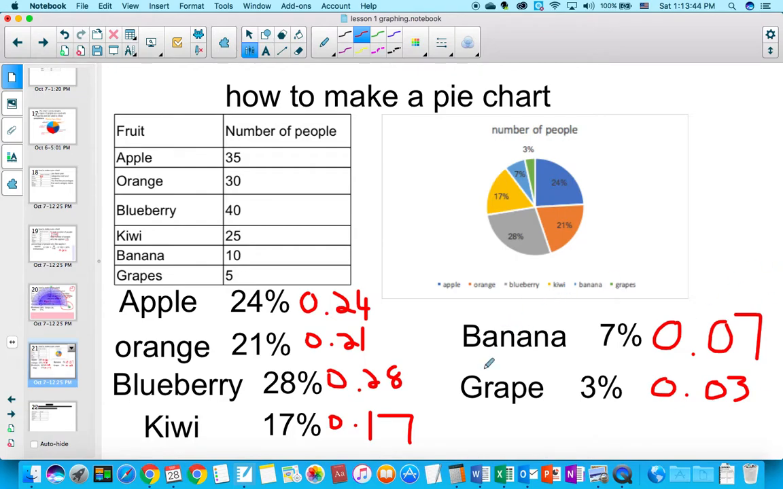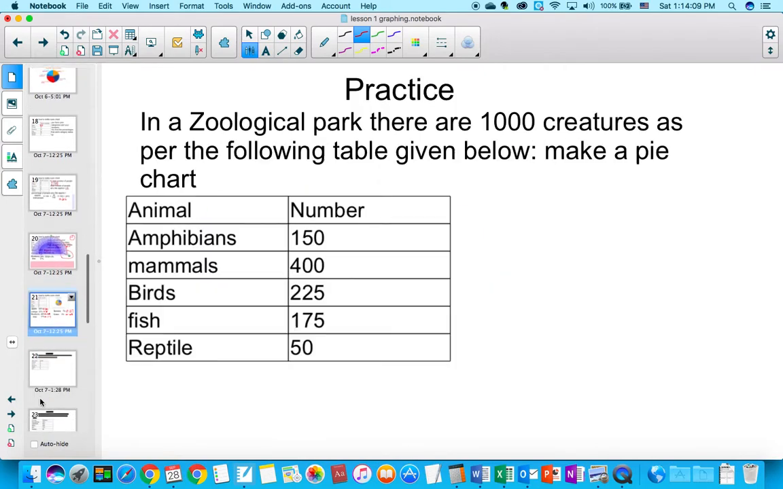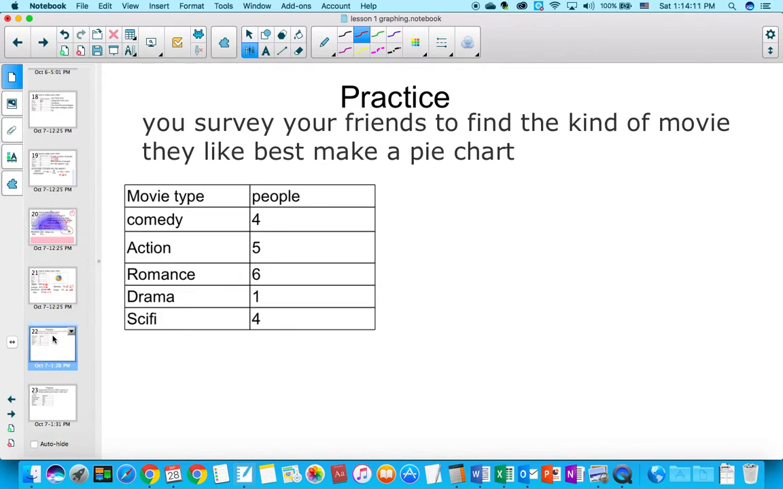And so that will give you your percentages as decimals. You take your decimals and you multiply them by 360. That gives you the degrees you want to measure so that you can divide up your pie into slices that represent each percent. So hopefully that helps you understand how to draw a pie chart. Try these practice questions. We will do this in class.